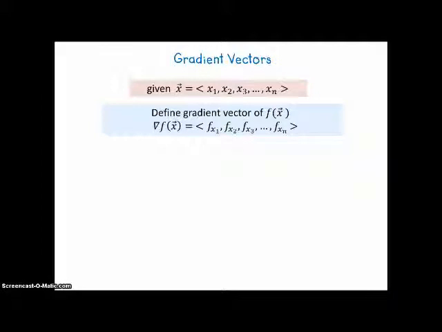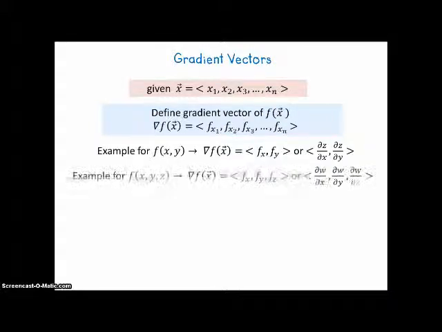x3, and so on. For example, in 3 space, when you have a function of two variables, then the gradient vector is the partial derivative with respect to x, comma, partial derivative with respect to y, or in Leibniz notation, partial derivative of z with respect to x, comma, partial derivative of z with respect to y. And in 4 dimensions when we have a function of 3 variables, then the gradient vector has 3 components written that way.